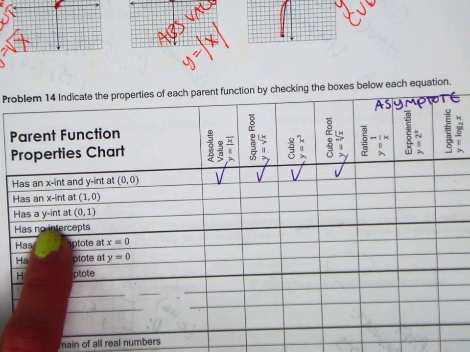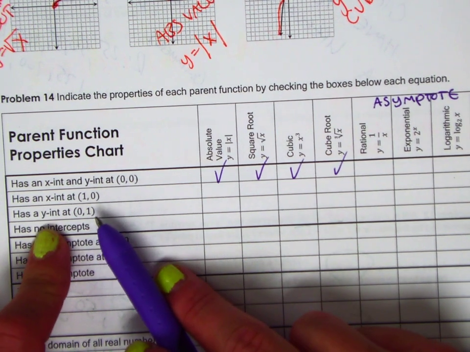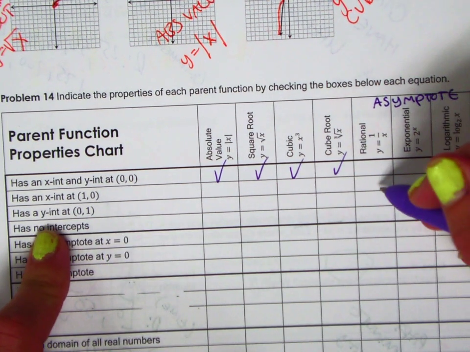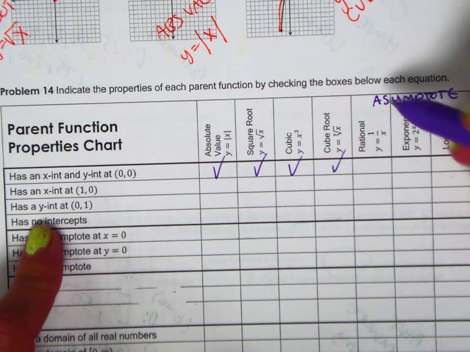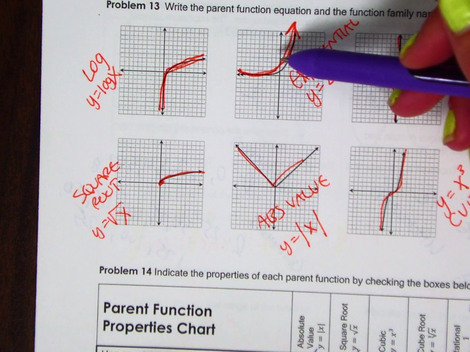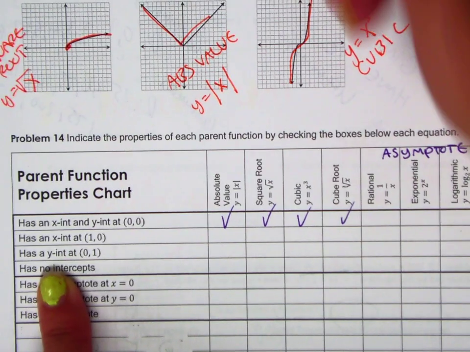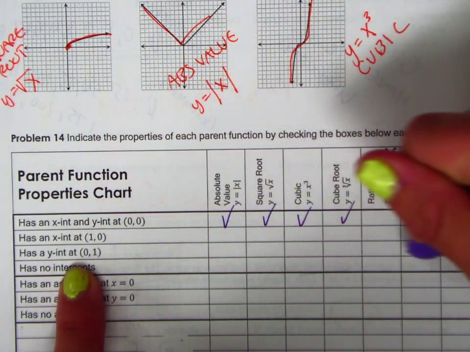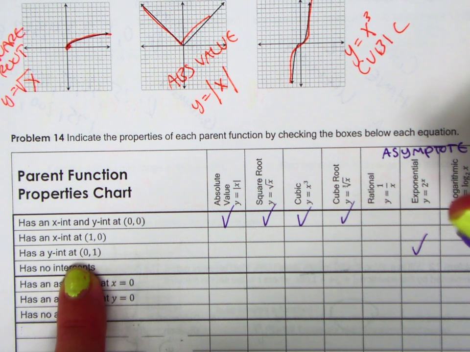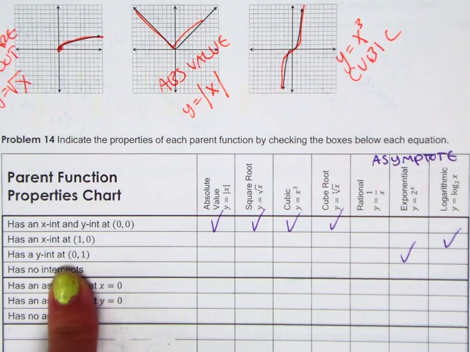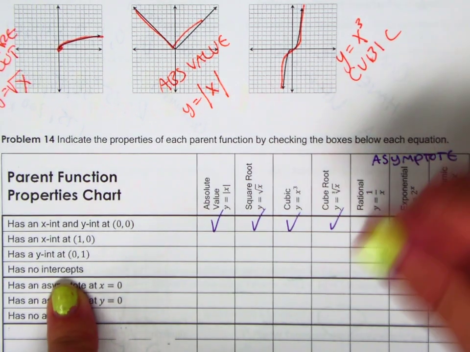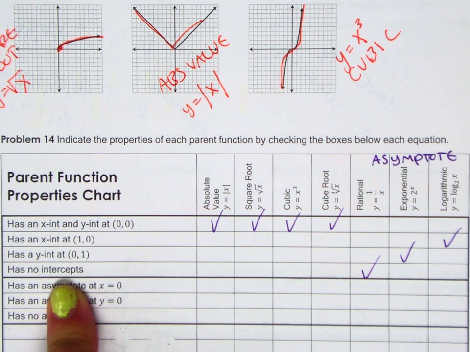All right, so they're going to have intercepts at 1, 0 or 0, 1. All right, rationals aren't going to have any. Exponentials, because it looks like this guy here, is going to cross the y-axis. So exponentials are going to have the y-intercept. Logs are going to have the x-intercept. And rationals will have no intercepts. All right, so that's talking about the x and y intercepts.